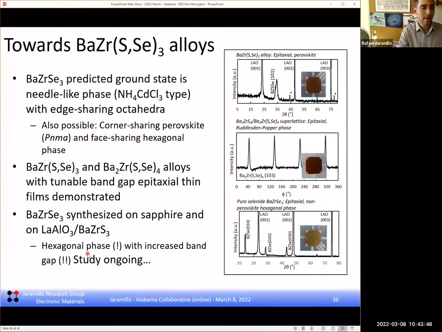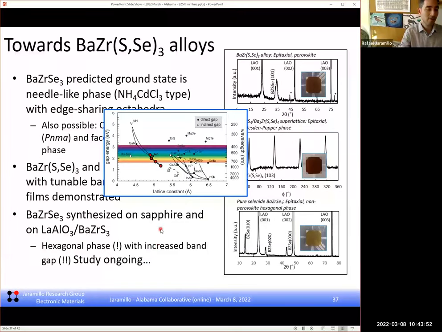And so this work is ongoing. Okay, so what can I say here about my plot? I can say that we can make that epitaxially. That's the barium zirconium sulfide. We can now alloy and tune the band gap. These pictures here are evidence of that. But that pure selenide is right now a mystery to us. We don't know what's going on, so we need to figure that out.